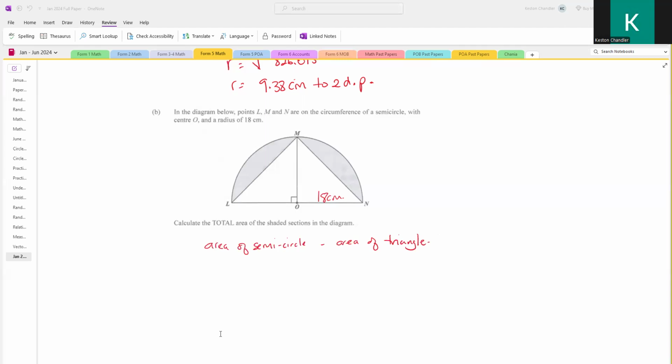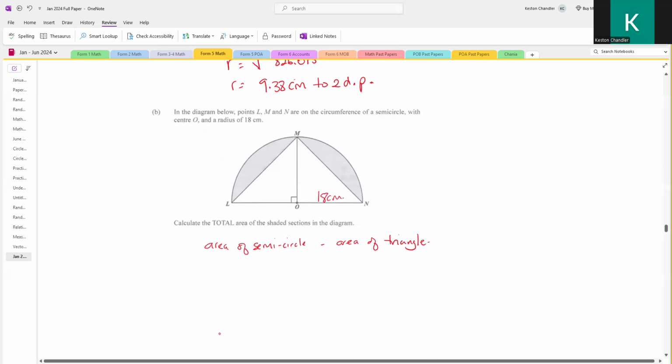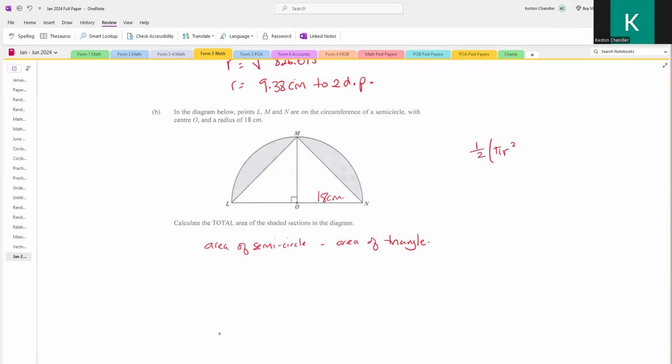Right, so everybody agree that to find the area of the shaded section, we find the area of a semicircle. The area of a semicircle is just half the area of a circle, right? Pi r squared, and we find half of that. So that's straightforward. A half, 22 over 7 multiplied by the radius, which is 18 squared.